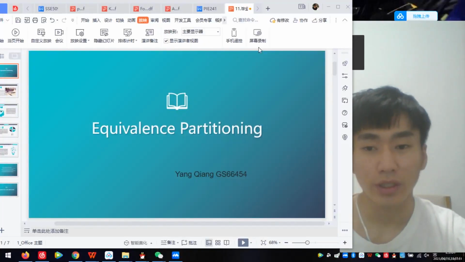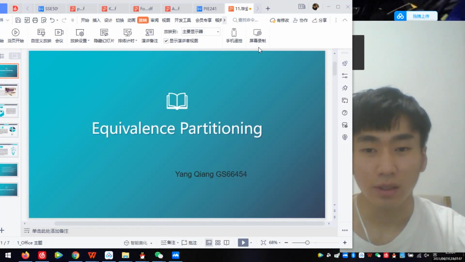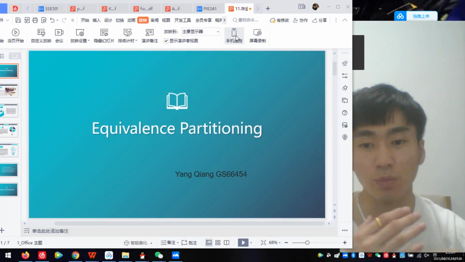Hello everyone. Today I want to share a technique about software testing. It's called equivalence partitioning. In the first part, let me introduce what the technique is and what its principles are.